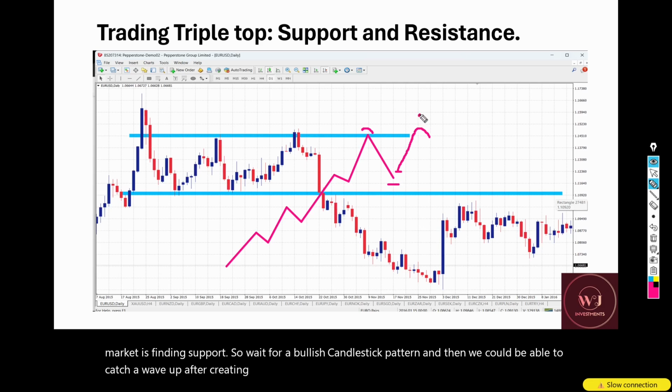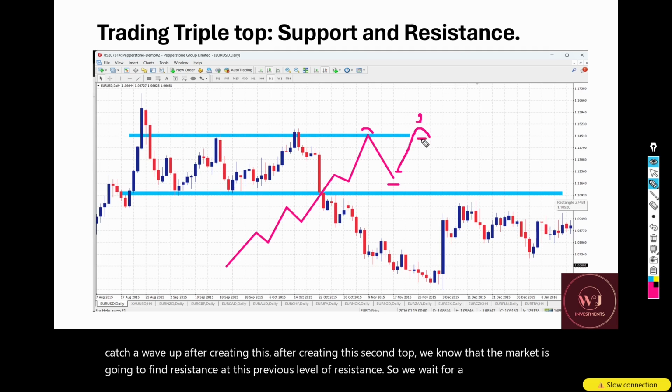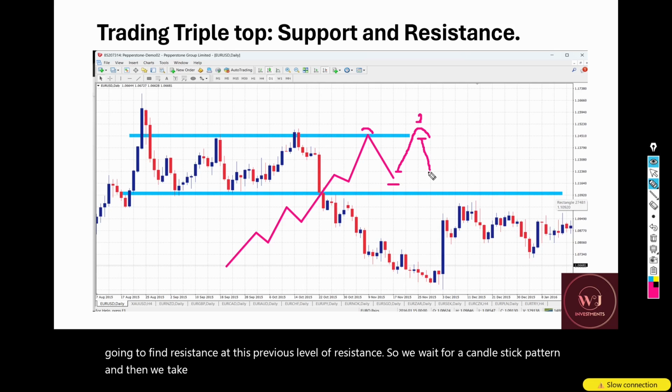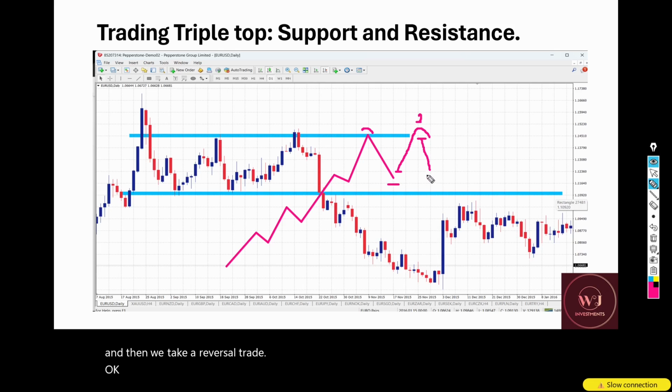After creating this second top, we know that the market is going to find resistance at this previous level of resistance. So we wait for a candlestick pattern, and then we take a reversal trade, okay, to this level of support. That is where the take profit is going to be.